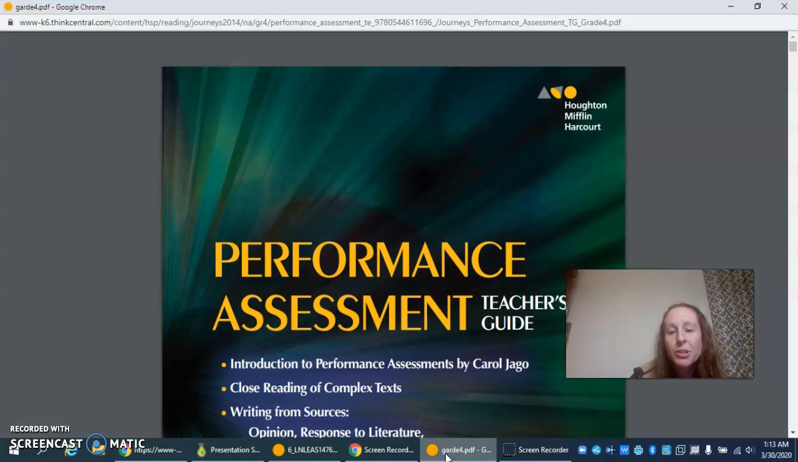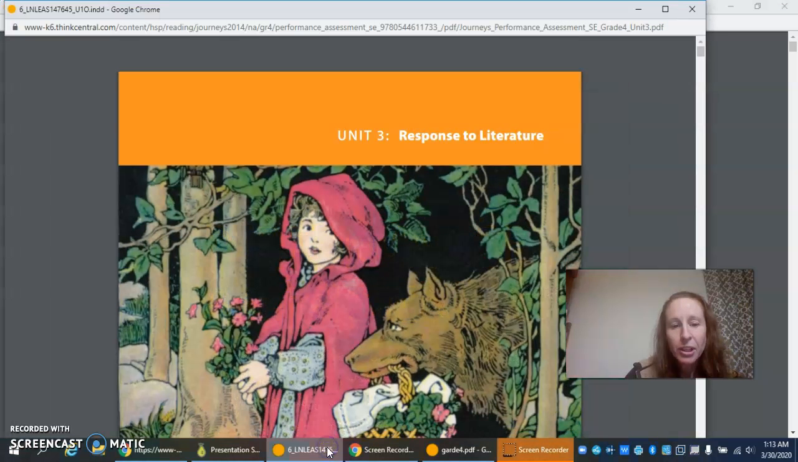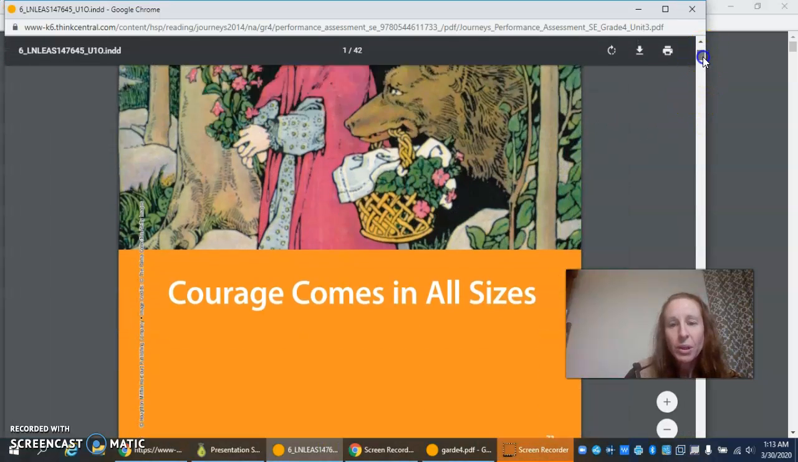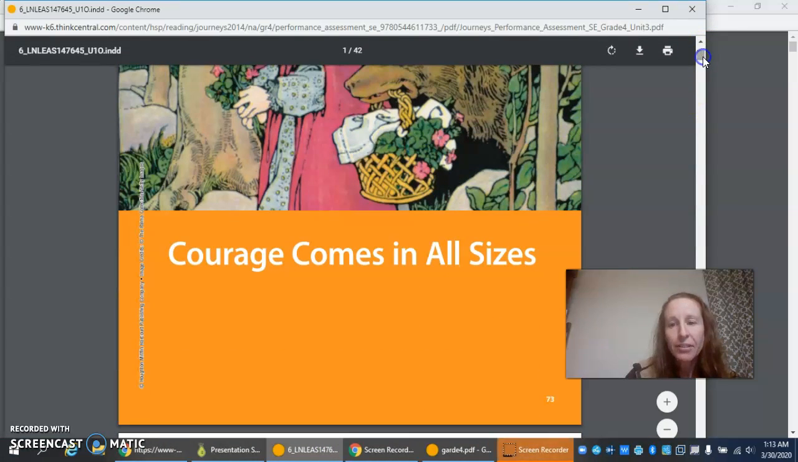There we go. Yours doesn't say teacher's guide, but you have this green book at home that we used for writing about whether dogs should be allowed on the beach or not. We're done with that unit. We're going to move on to the next unit. So you're going to be looking at Unit 3, which is Response to Literature. In your book, if you look on page 73, this is where I'm starting right now. I'm going to guide you through it, and then you're going to work on your own.